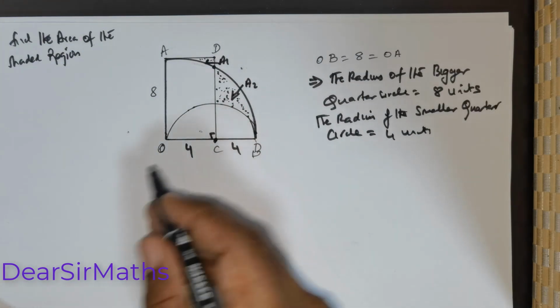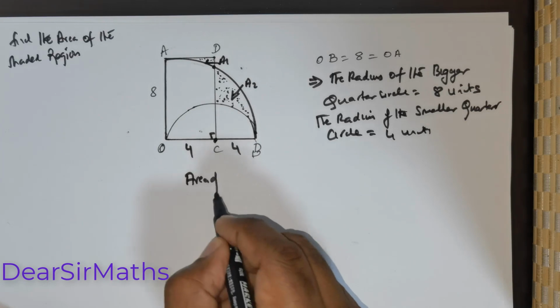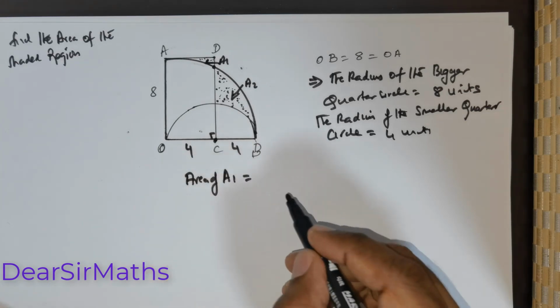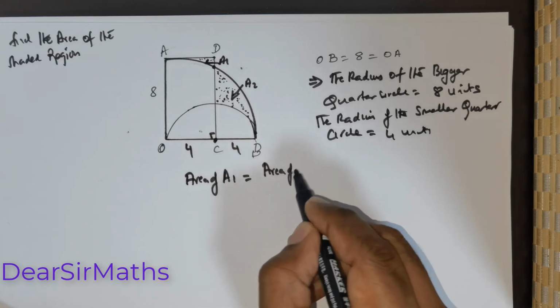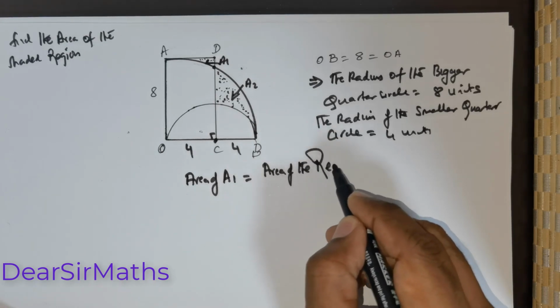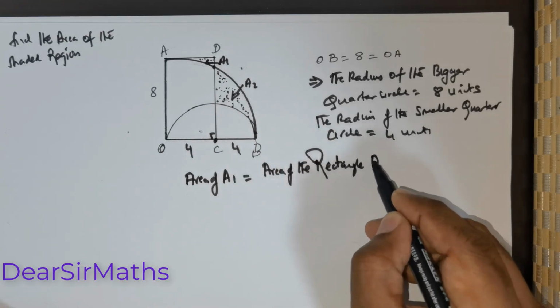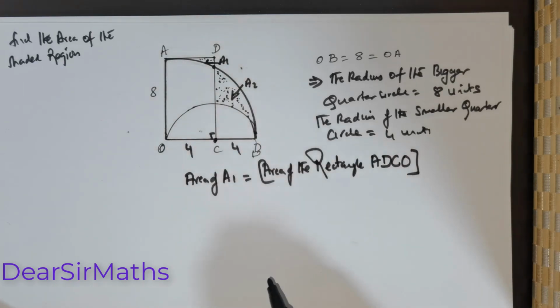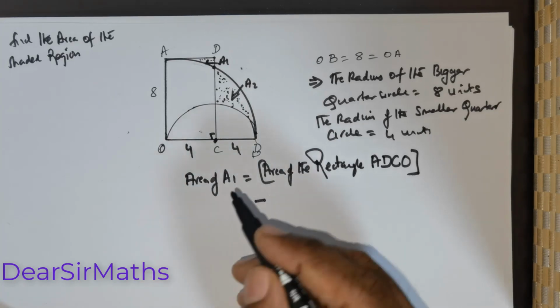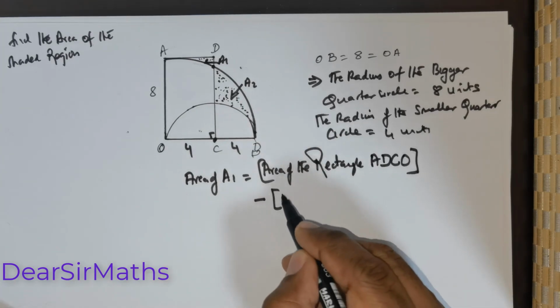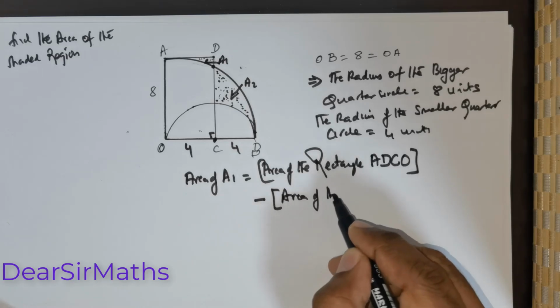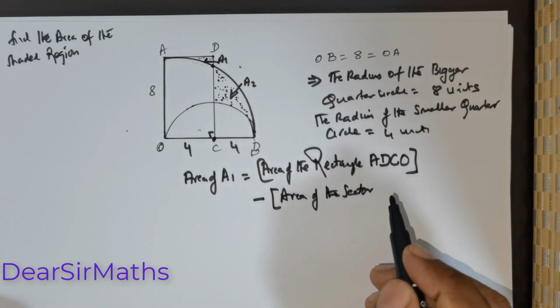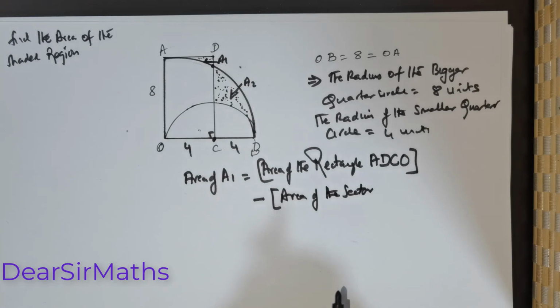Now to get the area of A1, what I'm going to do, I'm going to first calculate the area of the rectangle ADCO, and then from the rectangle what I wish to do is I am going to subtract the sector. Now the question is, which sector am I going to be subtracting?